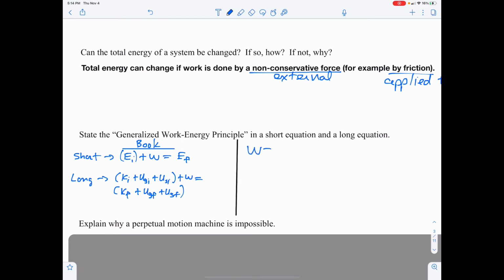And that is work is equal to a change in energy. What that basically means is the work done by an external force can cause something to speed up, meaning change in kinetic energy. The work done by an applied force to lift something can increase or decrease the gravitational potential energy. And the work done to stretch or compress a spring by an applied force would increase or decrease the spring potential energy.